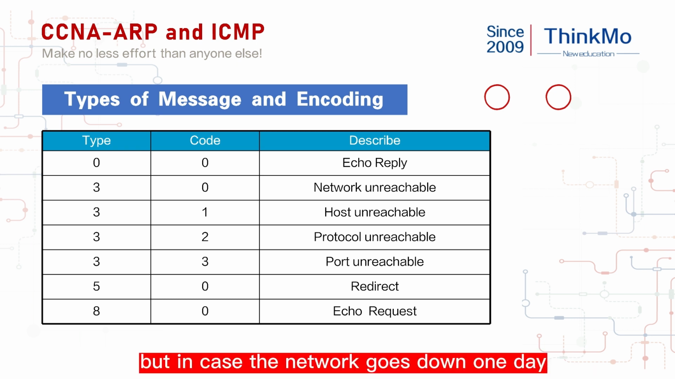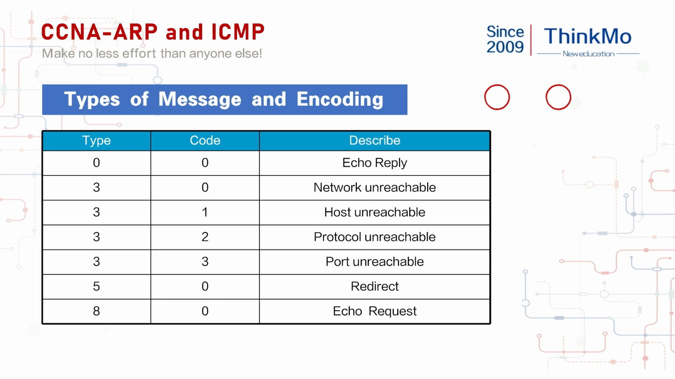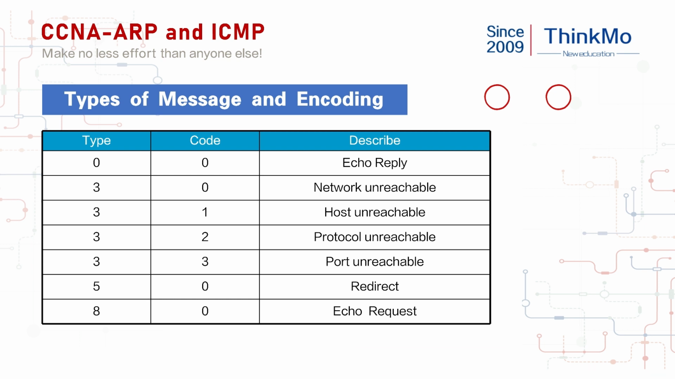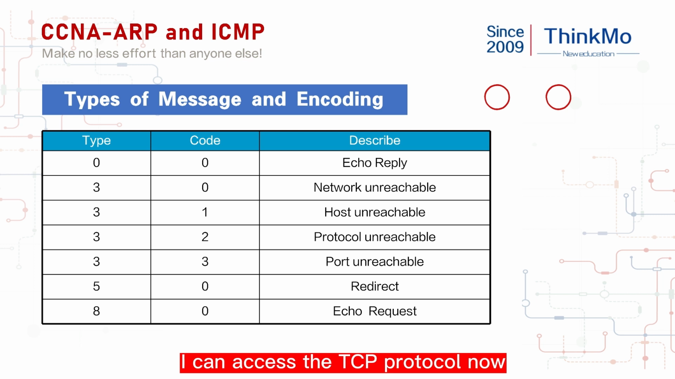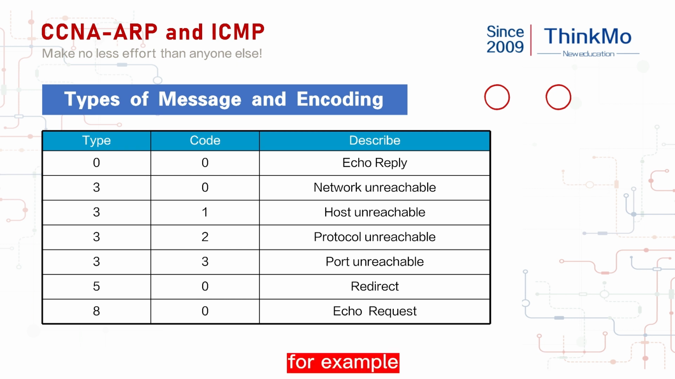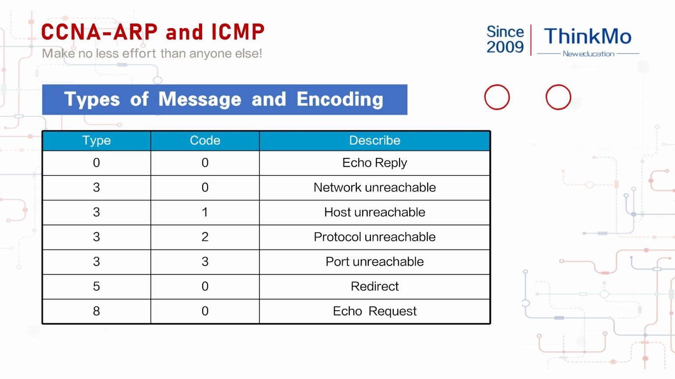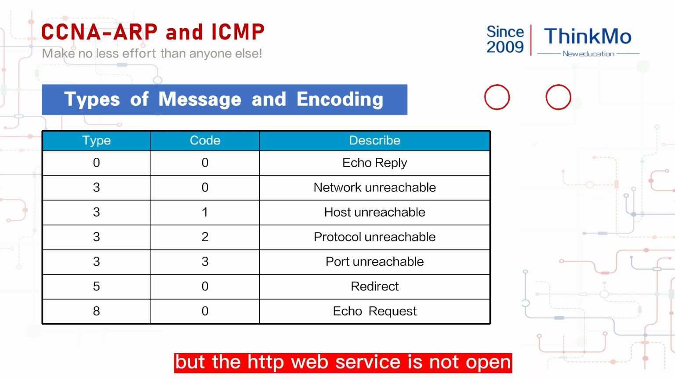But in case the network goes down one day, according to these error codes you can do a corresponding investigation. Port at the top. I can access the TCP protocol now. Suppose I now access the other party's port 80. For example, my local port is 1027, a local port greater than 1024, randomly accessing port 80 of the other party. The TCP protocol of the other party is indeed open, but the HTTP web service is not open.